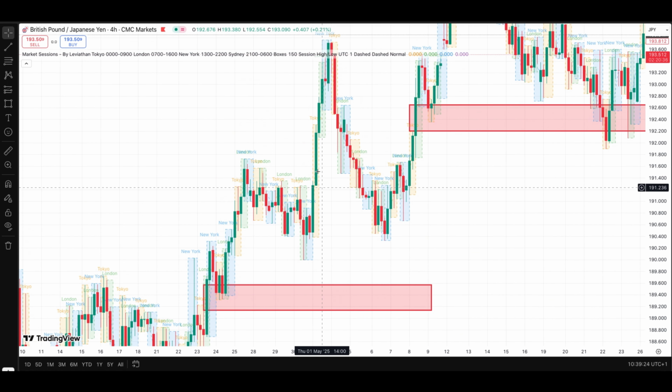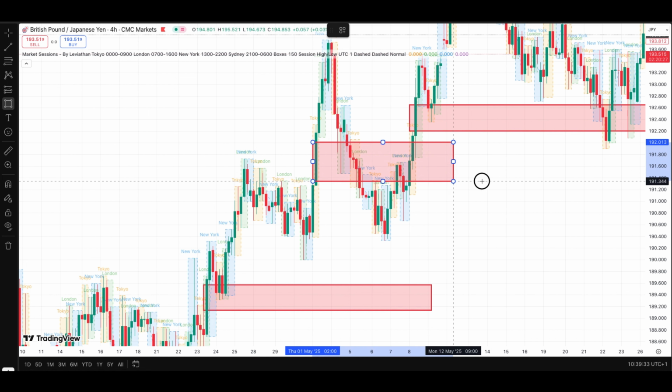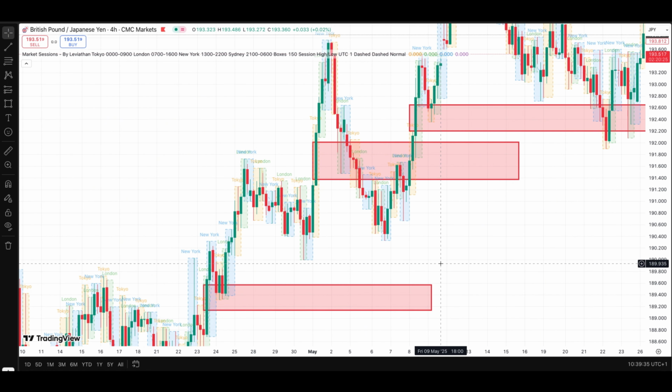We have another fair value gap right here. There's a retest in it. There's a fair value gap here. There's candle 1, candle 2, candle 3, and a gap in between. You can see there's a retest in it. There's always a retest in the fair value gap.